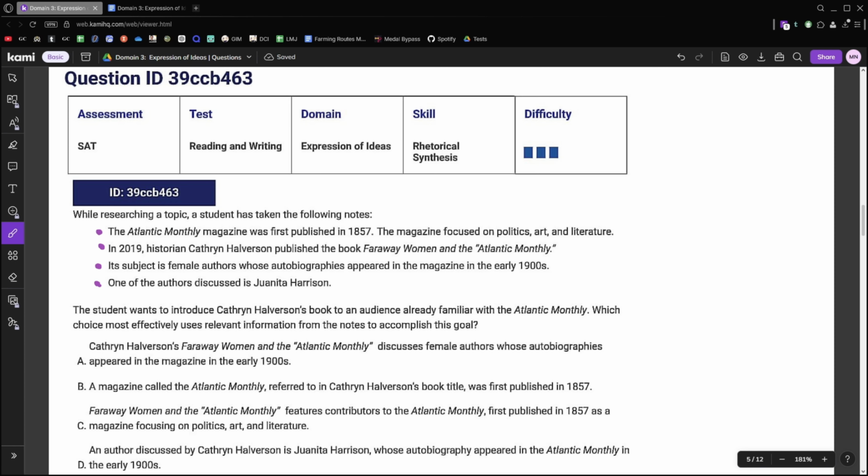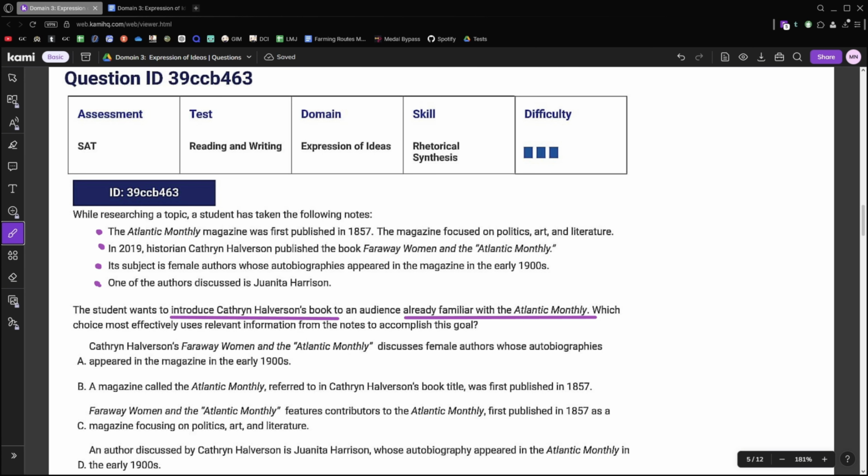The first thing you want to do is find the task. What do they want you to do? That will always be the first sentence right below all the bullet points. The task is, they want us to introduce this person's book to an audience already familiar with the Atlantic Monthly.